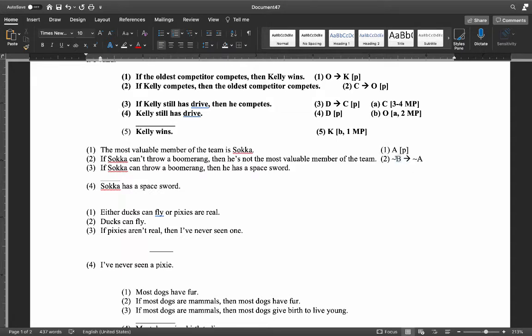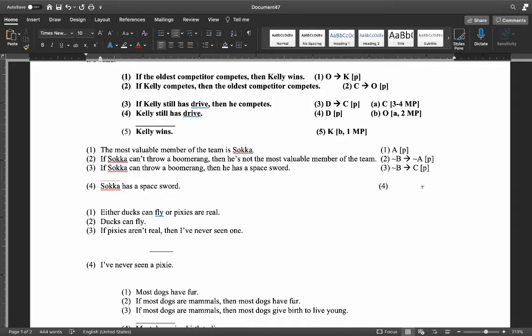So I've got if he's not the most valuable member of the team, then it's not the case that he can throw, if he can't throw a boomerang, then it's not the case that he's the most valuable. That's a premise. Then come down here to 3, and 3 says if Saka can't throw a boomerang, and we just saw that was not B, then he has a space sword, and that's new, so we'll make that C. That's a premise. Another question is, can we conclude that Saka has a space sword? And that's 4.